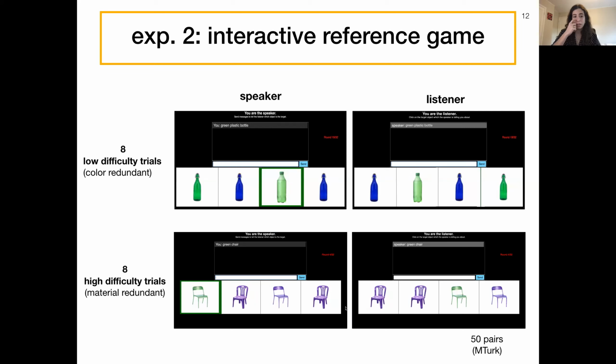So we had 8 low difficulty and 8 high difficulty trials. These trials are named according to the redundant property of the target object. On low difficulty trials, mentioning color was redundant because color is a low difficulty feature. On high difficulty trials, material was redundant because it's the high difficulty feature. We always had 3 distractor objects in the array, and one of them shared the redundant feature with the target.